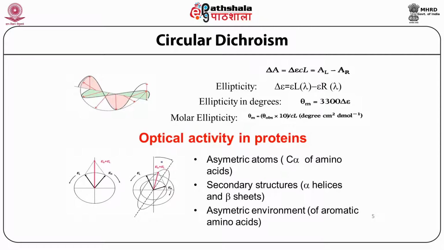So the optical activity in protein is actually produced due to the asymmetric carbon atom, that is the C alpha carbon atom, which is joined together by four different atoms. Then the secondary structure, which is either alpha helix, beta sheet, or maybe random coil. And the third part is the asymmetric environment of aromatic amino acids, especially tyrosine and tryptophan. So all these three things actually produce optical activity in protein, and this is used for the analysis of structure and other parameters.